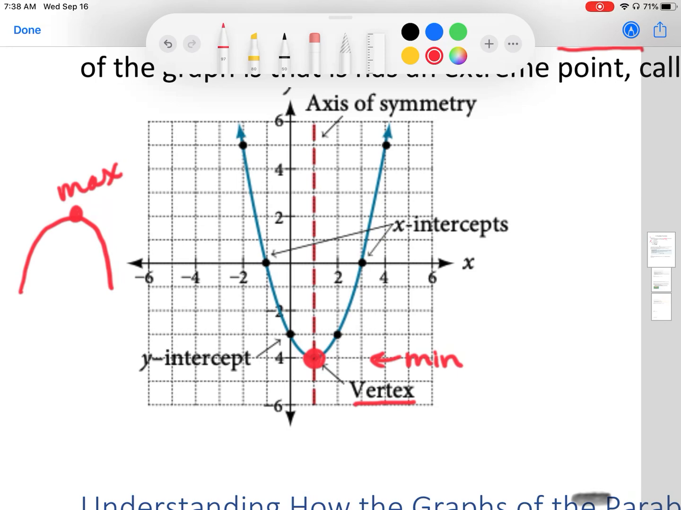And another important feature of the parabola is the axis of symmetry, which is, well, actually, this parabola is a mirror image of itself. We cut it right down the half. So this axis of symmetry cuts our parabola right down the center.